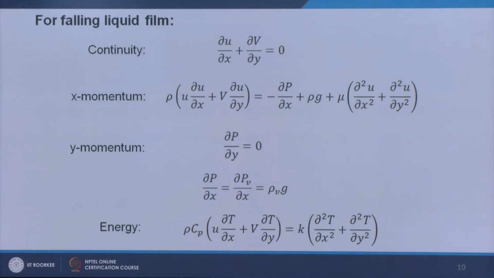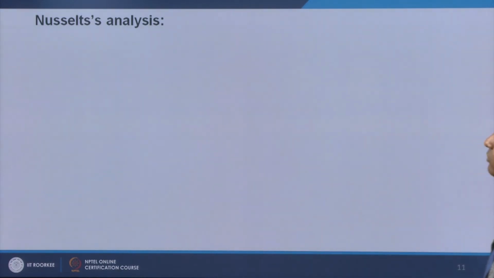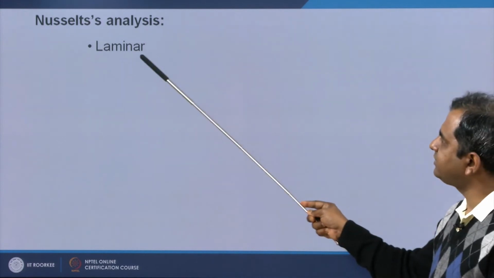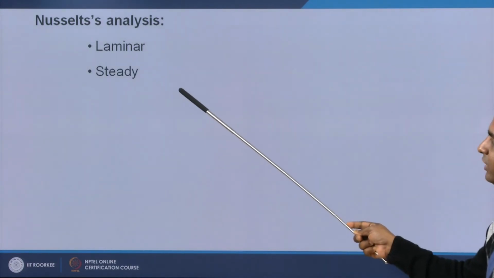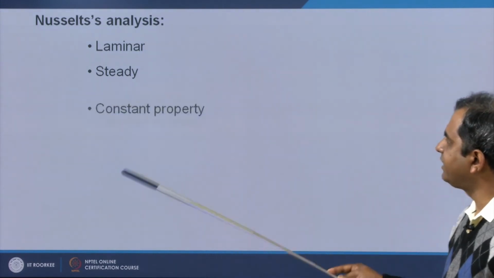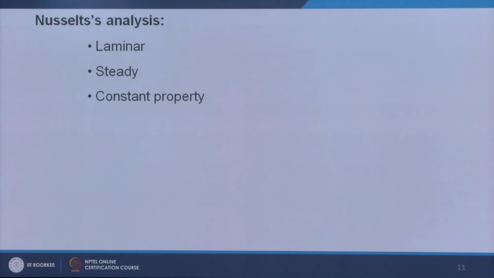But let us now do some simplification of all these equations so that we can solve, and in order to do so let us take Nusselt's analysis. Famous scientist Nusselt derived this analysis. What he is proposing? He is proposing let us take this film as laminar, let us take this film as steady. So, all temporal terms we can neglect, and then we have constant properties. So, all the properties like rho, k can come out.